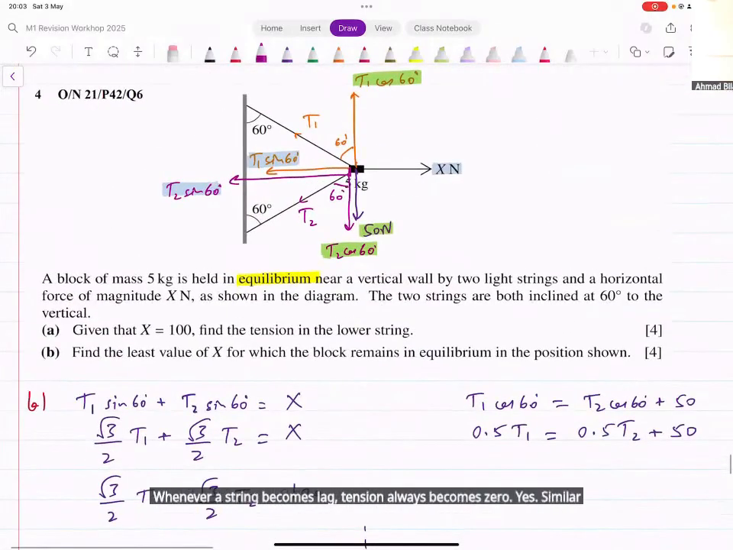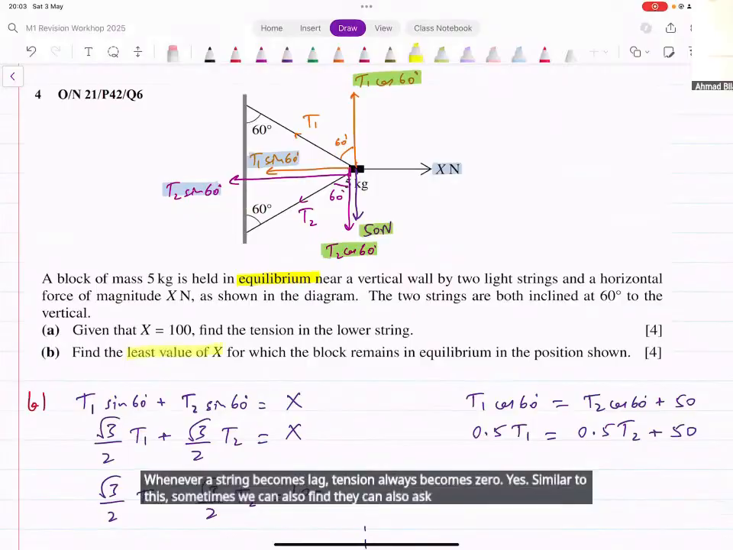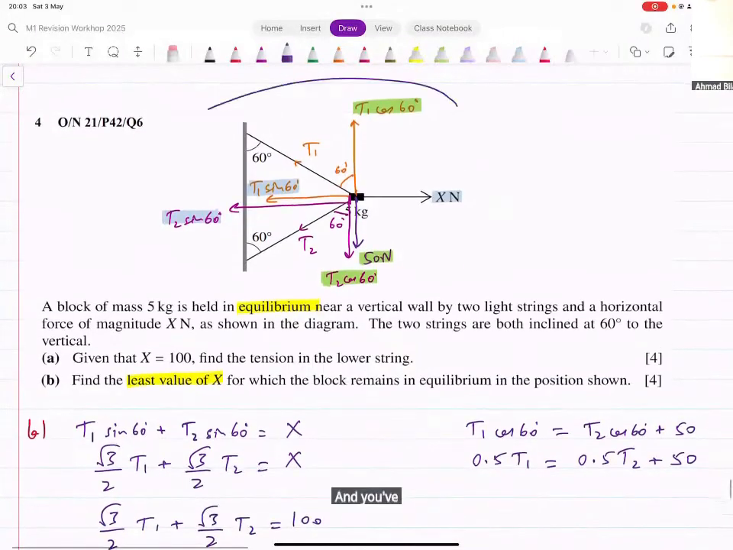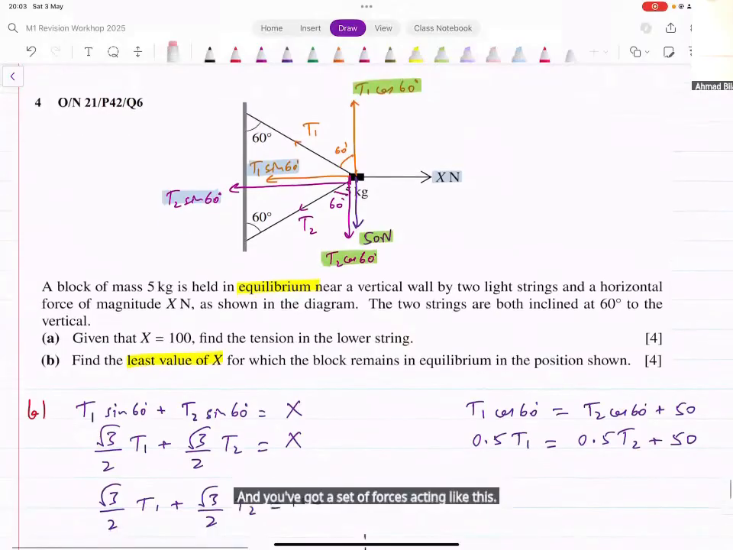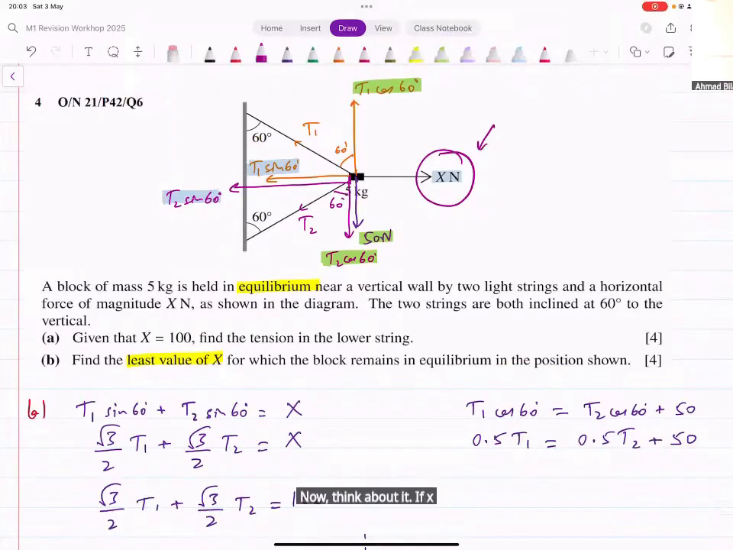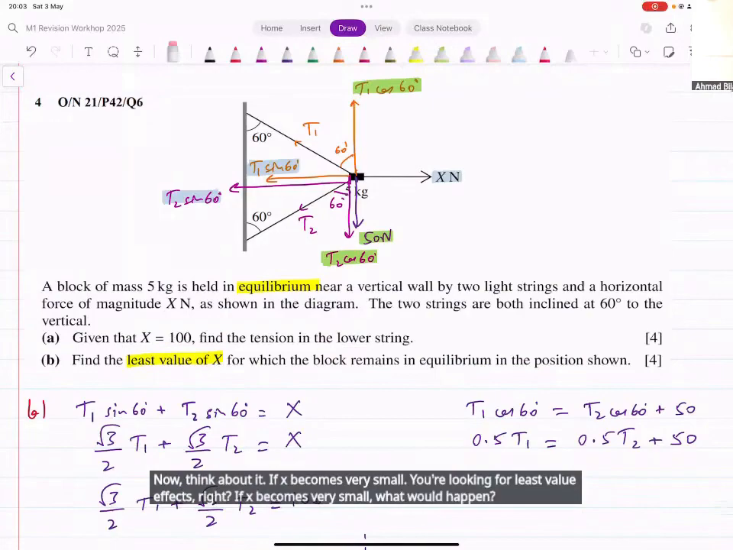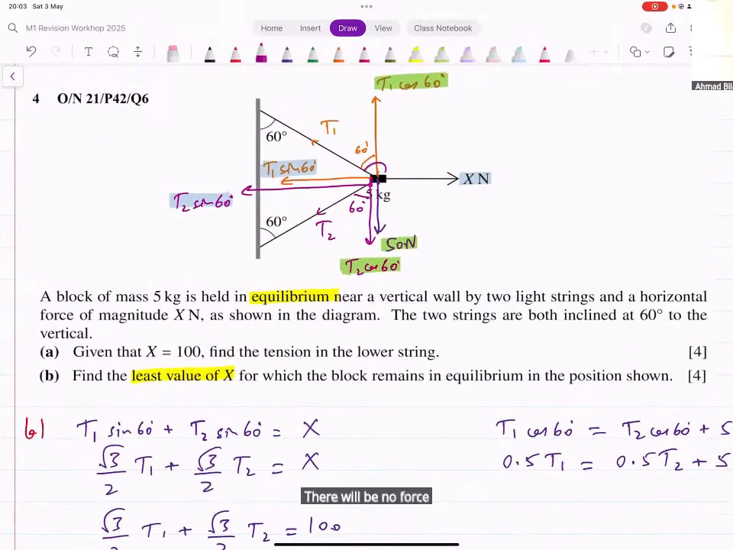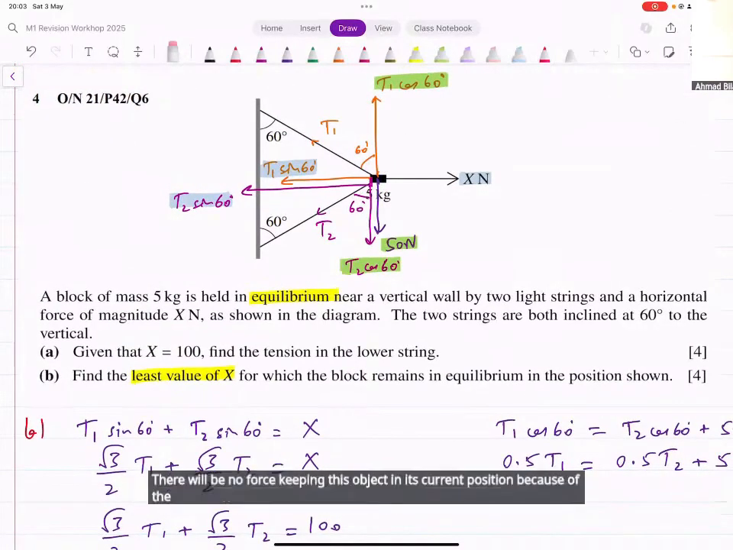Similar to this, sometimes they can also ask you to find the least value of a force in a very similar situation. You have an object hanging from these two strings, and you've got a set of forces acting like this. You have to find out the least value of X for which the block remains in equilibrium in this position. Now, think about it. If X becomes very small, what would happen? There would be no force keeping this object in its current position. Because of the weight, it's going to start moving downwards.